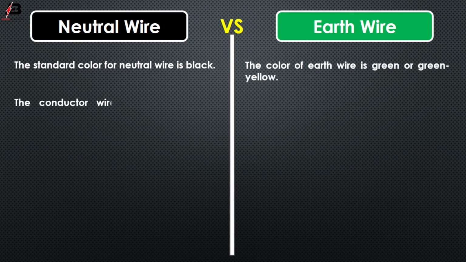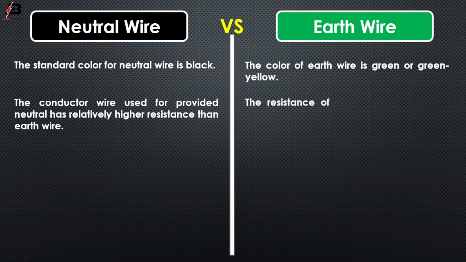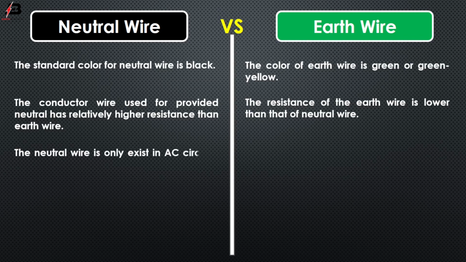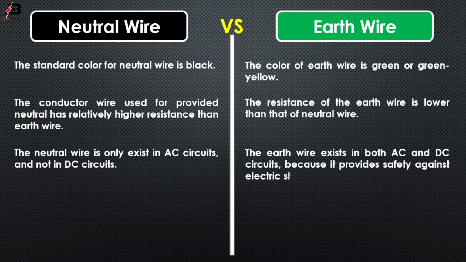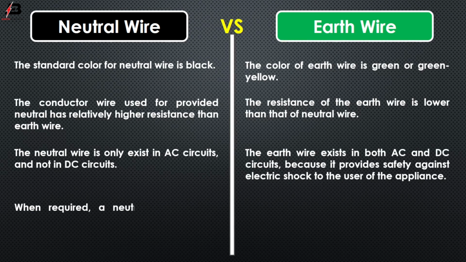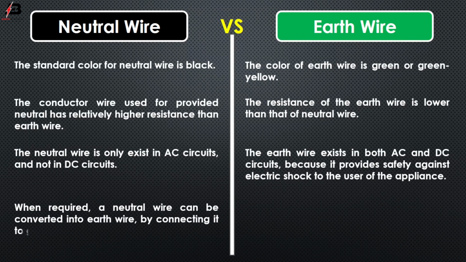The conductor wire used for providing neutral has relatively higher resistance than earth wire. The resistance of the earth wire is lower than that of neutral wire. The neutral wire only exists in AC circuit and not in DC circuits. The earth wire exists in both AC and DC circuits because it provides safety against electric shock to the users of the appliance. When required, a neutral wire can be converted into earth wire by connecting it to ground.